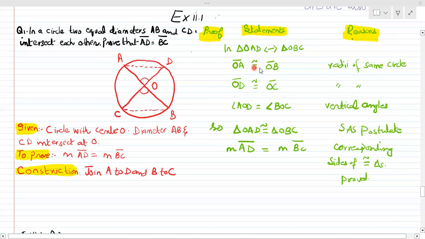So we have completed the three formalities of the side angle side postulate, and we can mention that triangle OAD is congruent to triangle OBC because of the side angle side postulate, and the corresponding sides of congruent triangles are equal. So we can say that AD is equal to BC. Measure AD is equal to measure BC. So in a very simple way, we have completed it.